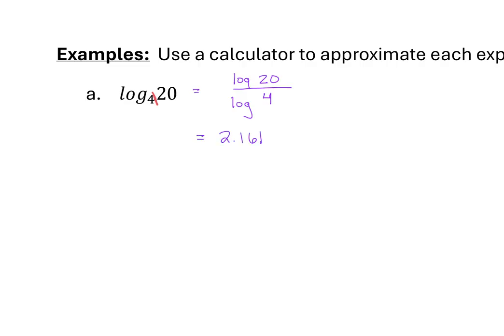2.161. Again, when you're typing this, and that is a rounded answer, when you're typing this, make sure that you do close your parentheses around the numerator and the denominator. Again, you can use log. You can also do natural log. It does not matter as long as you are using the same one for the top and the bottom. All right, let's look at one more.